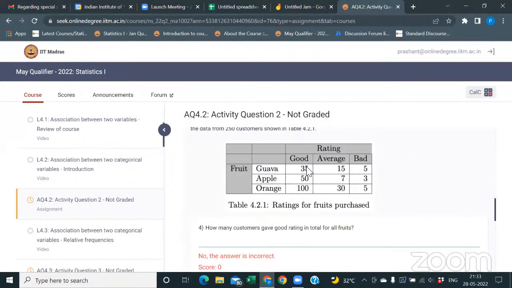What is greater than good? There is no greater than or equal to good. Good is the upper limit. Bad is the lower limit, then average, and after that good is the upper limit. So 35 customers rated the guava as good.